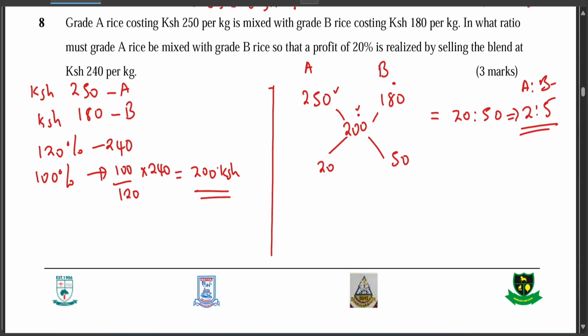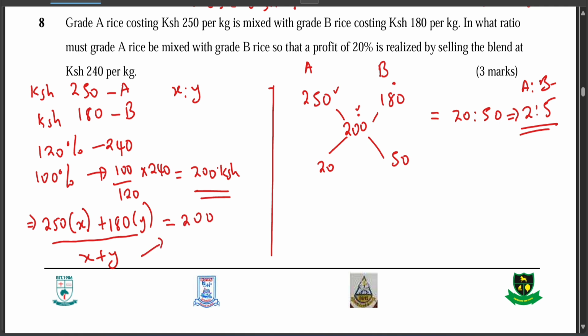The other way you can use is this way. 250 you multiply by the ratio x, which you don't know, because it was mixed in the ratio of x to y. So multiply by x, then you take 180, multiply it by the ratio y, divide by the sum of those ratios, which is x plus y, which is equivalent to 200 shillings. Then you cross multiply. On your left side you get 250x plus 180y. On your right side it will give you 200 times x, which is 200x, and 200 times y, which is 200y.